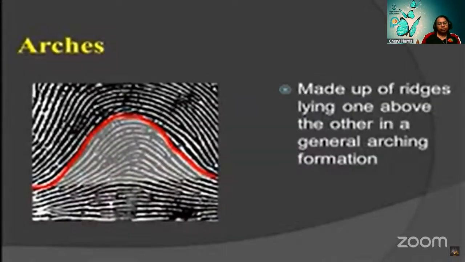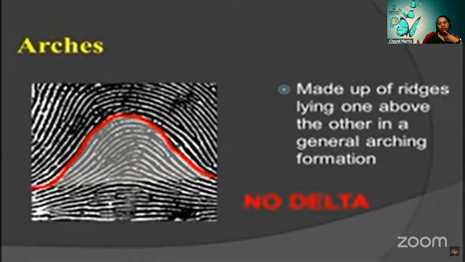And last but not the least, the third pattern of fingerprint is arch. So it is made up of ridges lying one above the other in a general arching formation, and the picture is in front of you. And the important thing about arch is it has no delta. So whenever a fingerprint pattern is not having a delta and it is having such kind of ridges pattern, it will be considered as arch.